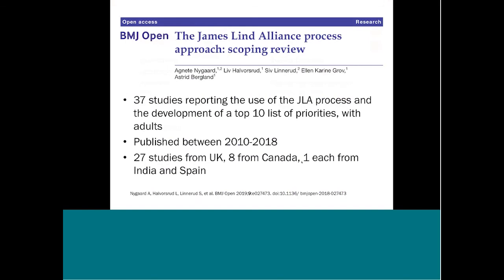Very recently, just this past year, Nygaard and colleagues published a scoping review summarizing how the James Lind Alliance process has been used in health research amongst adult populations. They identified studies published between 2010 and 2018, and of the 37 included, most were from the UK, but a good proportion were from Canada, with a few from India and Spain.